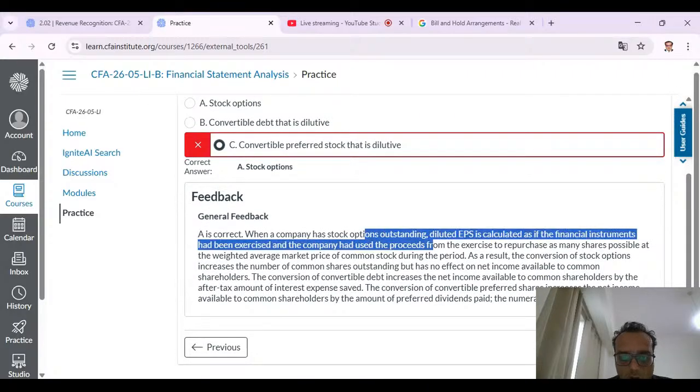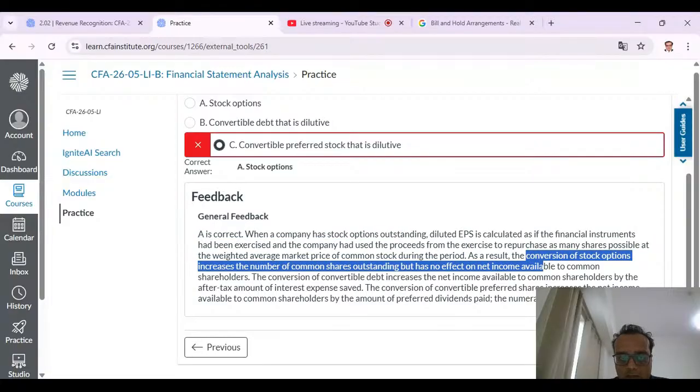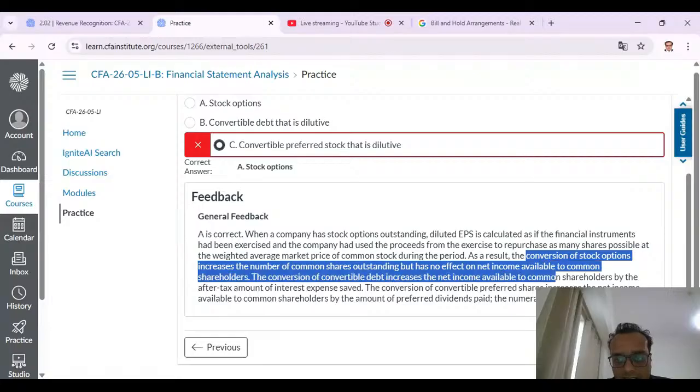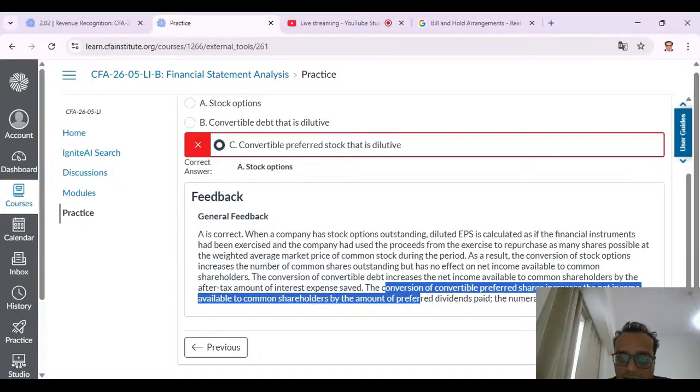When a company has stock options outstanding, diluted EPS is calculated as if the financial instrument had been exercised and the company had used the proceeds to repurchase as many shares as possible at the price. As a result, the conversion of stock options increases the number of common shares outstanding but has no impact on the income available to the common shareholders. Debt increases the net income available to the common shareholders. The conversion of convertible debt increases the net income available by the amount of preferred dividend paid. Perfect.